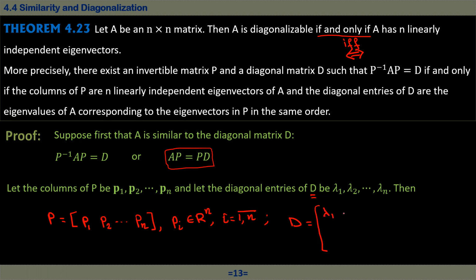Here we have lambda 1, then 0, 0, lambda 2, then 0, ..., 0, and here we have lambda n. That is our diagonal matrix D. Now it's given that A times P is equal to P times D. We are going to show that A has n linearly independent eigenvectors.